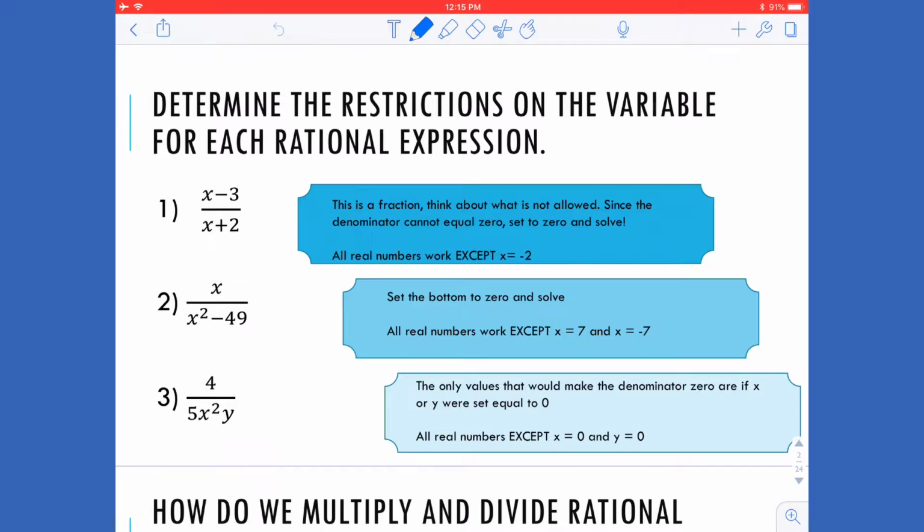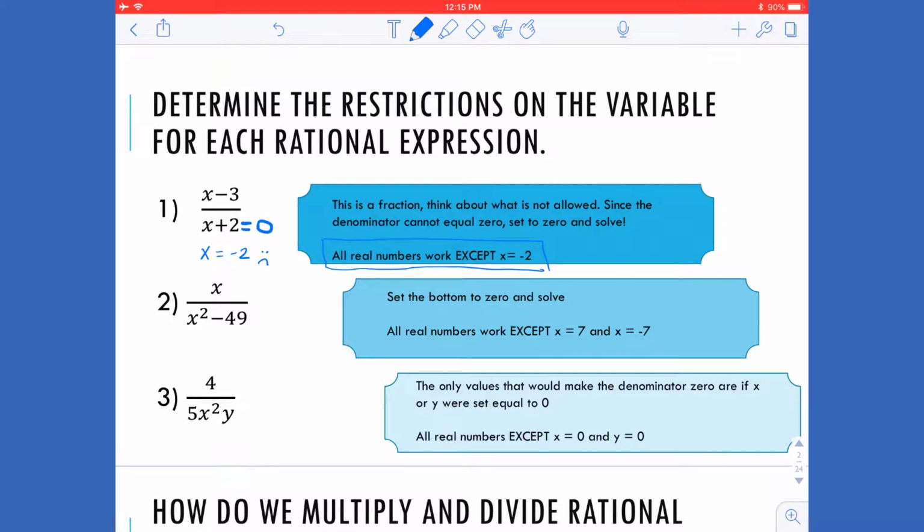So I'm going to take the denominator, x plus 2, and set that equal to 0. When I solve, I end up getting that x is equal to negative 2. I'm going to put a little frowny face beside that because it shows me that if I plug in negative 2, that denominator is going to equal 0, and that's not good. Another way to word that is right here: all real numbers work except x equals negative 2. So all real numbers are allowed except negative 2.